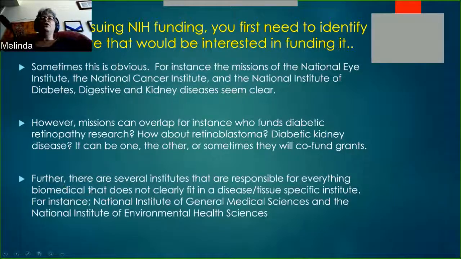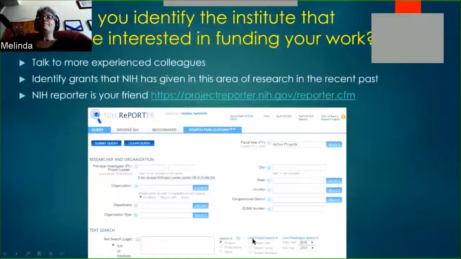And then there's also the National Institute of General Medical Sciences and Environmental Health Sciences, which can fit work that doesn't clearly fit in a disease. So your first mission really is figuring out which institute is going to be interested in funding your research. You can submit grants without knowing that, but it's absolutely not recommended for a number of reasons that I hope become clear later on in this talk.